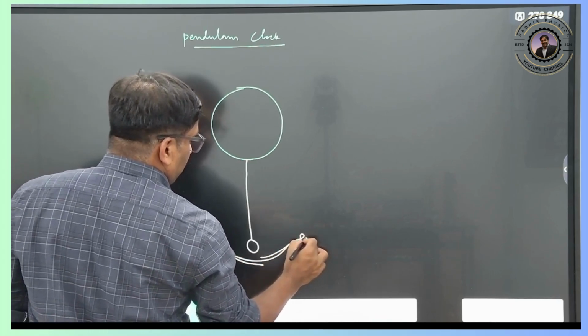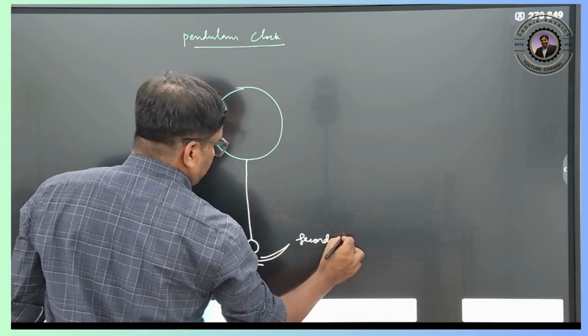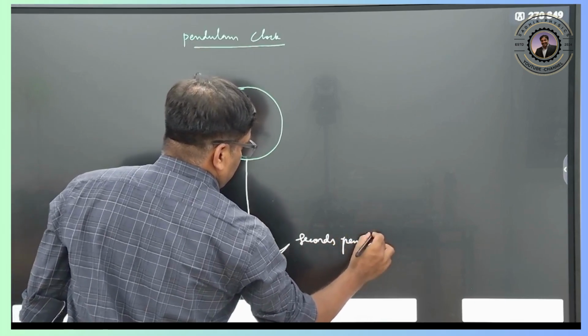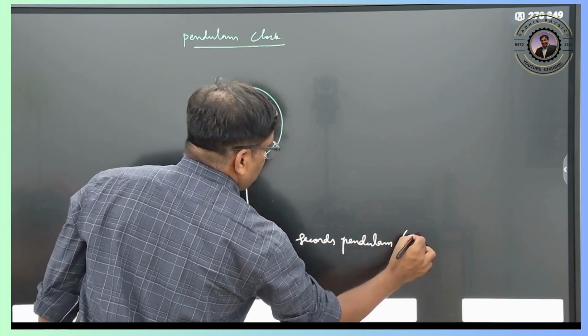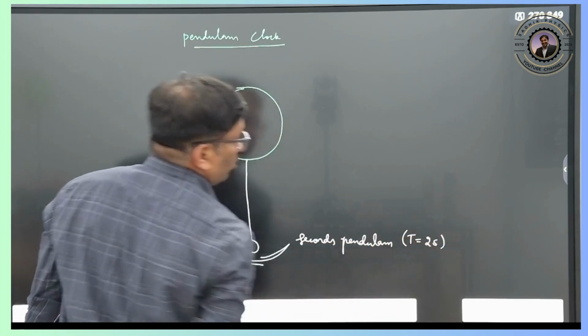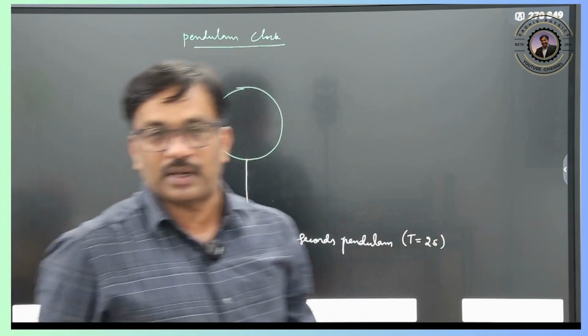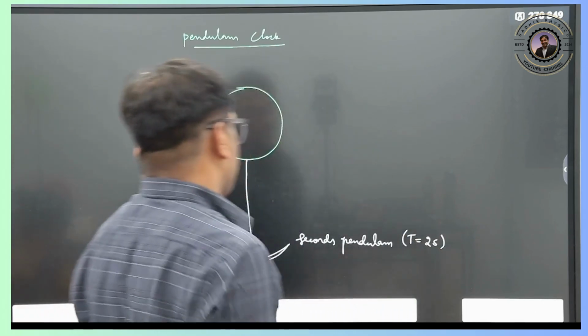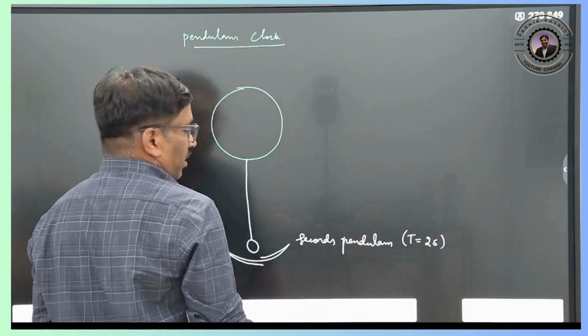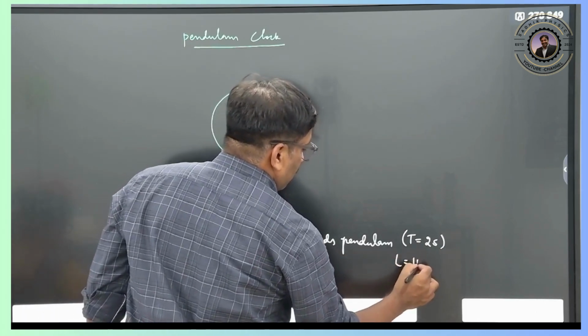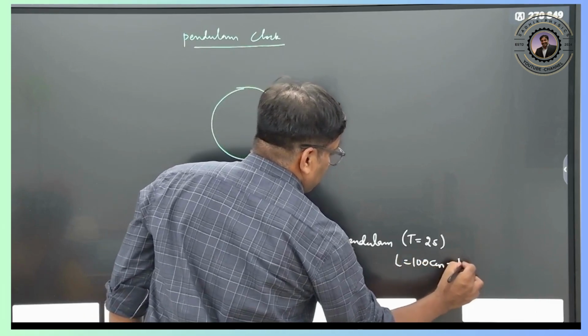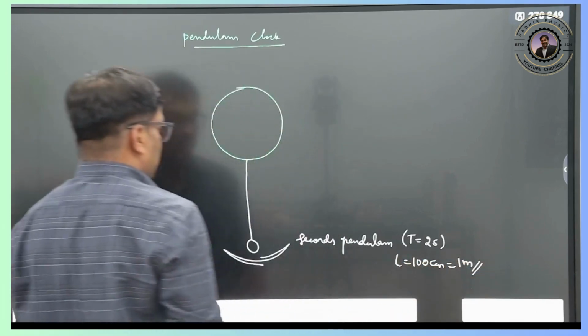So what can you call it now? Seconds pendulum. Seconds pendulum means what? Its time period is 2 seconds. If the time period is 2 seconds, that pendulum is said to be a seconds pendulum. Therefore its length is equal to 100 centimeter, that is nothing but 1 meter.